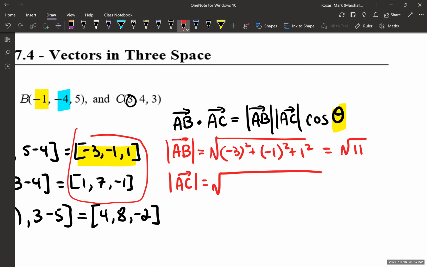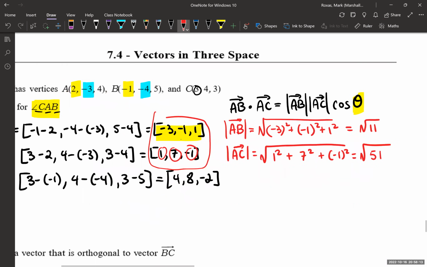And I could do the same thing for the magnitude of vector AC, which is the square root of the sum of the squares of these components, 1, 7, and -1. So 1 squared plus 7 squared plus -1 squared, which is the square root of 1 plus 49 plus 1, which is 51. So there are the magnitudes.